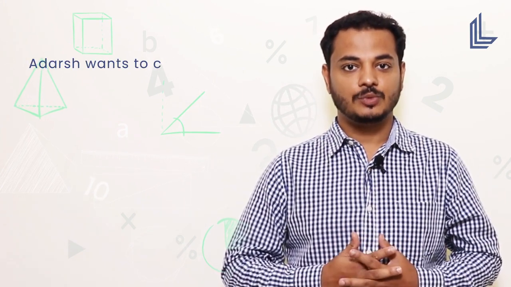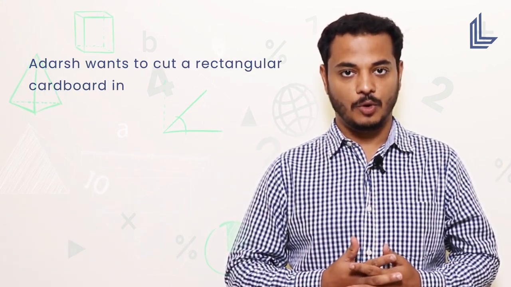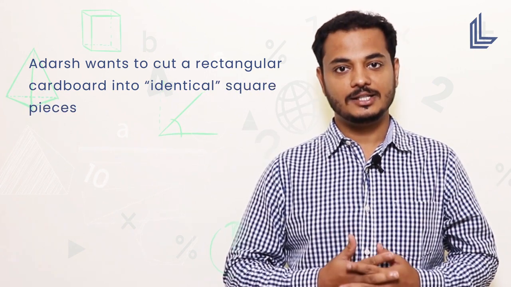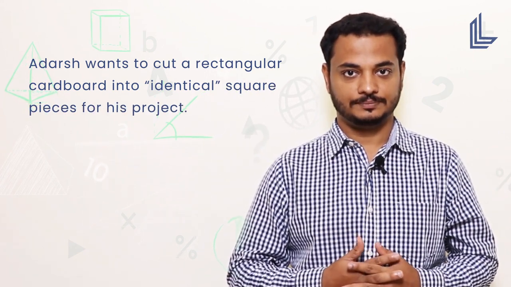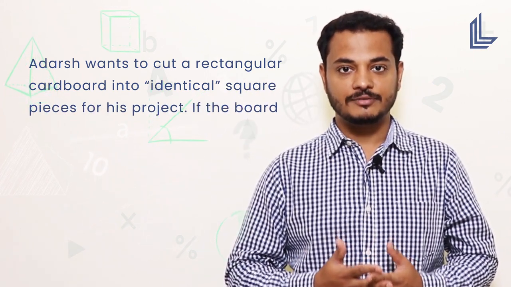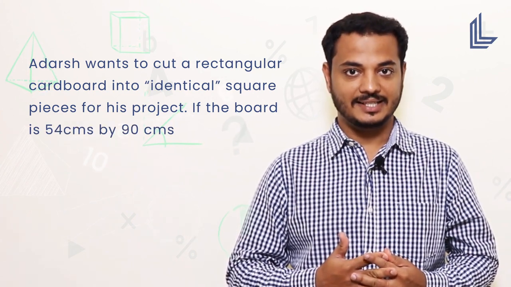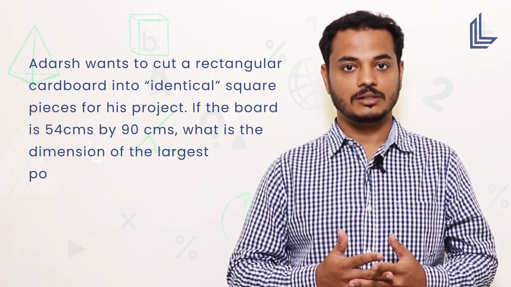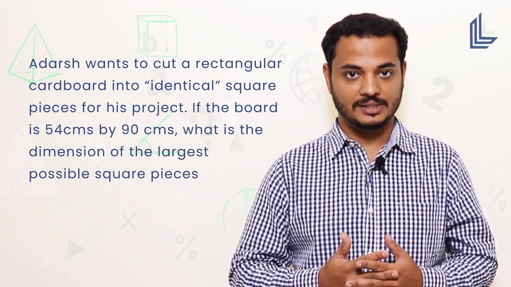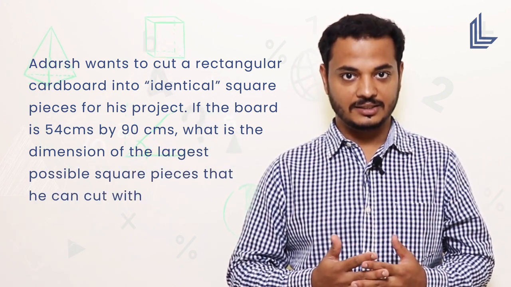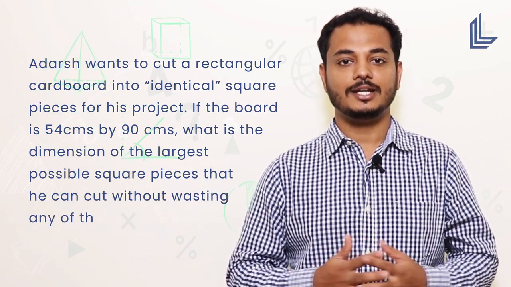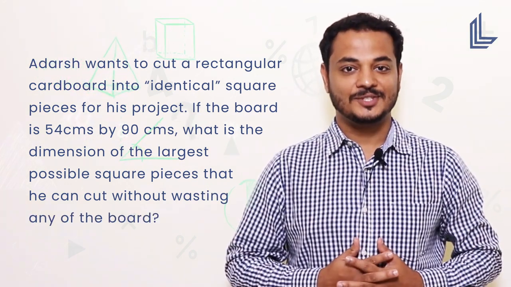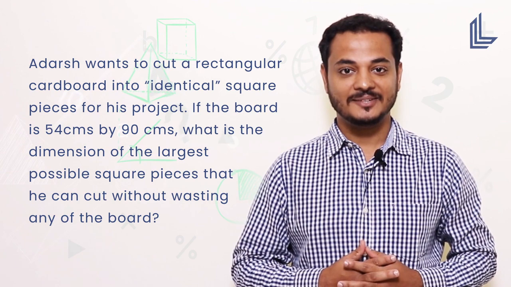Okay, so here is your question. Adarsh wants to cut a rectangular board into identical square pieces for his project. If the board is 54 centimeters by 90 centimeters, what is the dimension of the largest possible square pieces that he can cut without wasting any of the board? Okay, so how do we solve this question?